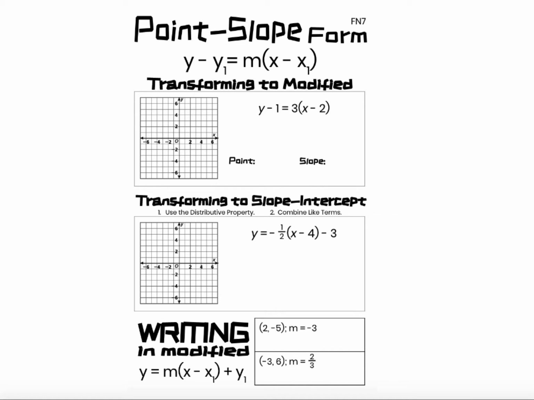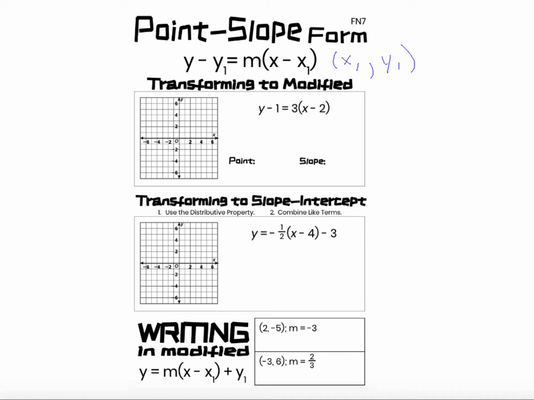Point-slope form is a form of a linear equation written as y minus y1 equals m times x minus x1, where x1, y1, let's go ahead and write that, is a point on the line. So x1, comma, y1, does that look any better, is a point on the line.